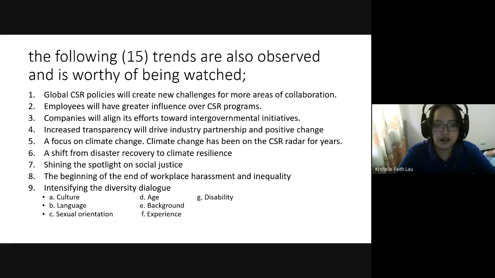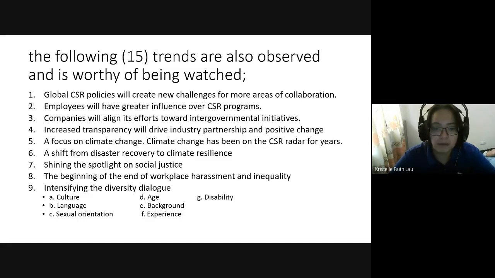Then, second, the employees will have greater influence sa ilahang CSR programs. So, voluntarism has increased remarkably in recent times, and most are now empowered to pursue ilahang mga priority projects where ang ilahang mga employees are the champions. So, this give them a sense of purpose sa ilahang kumpanya para manavigate nila through the CSR landscape.